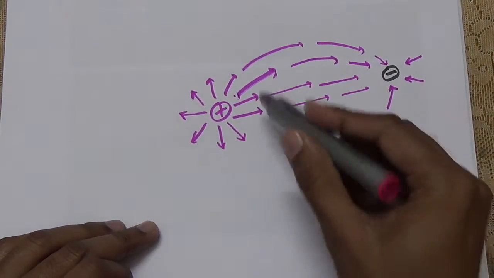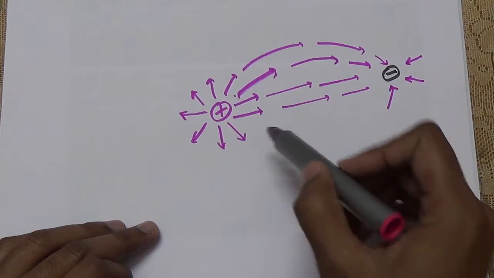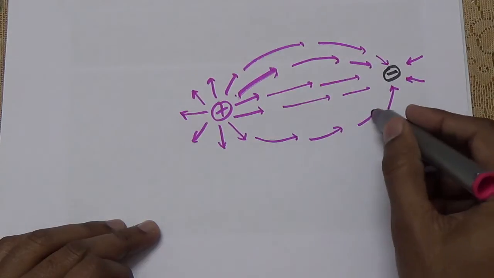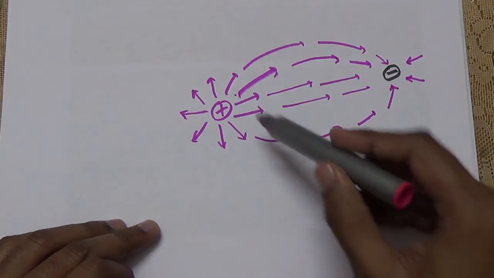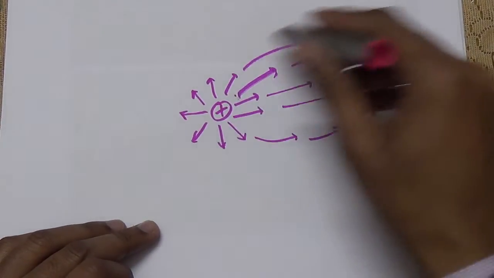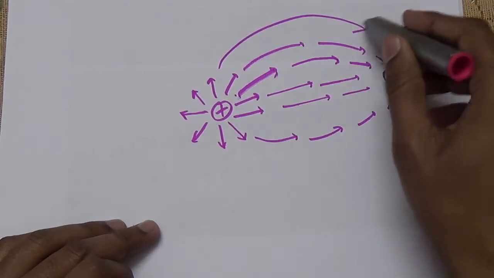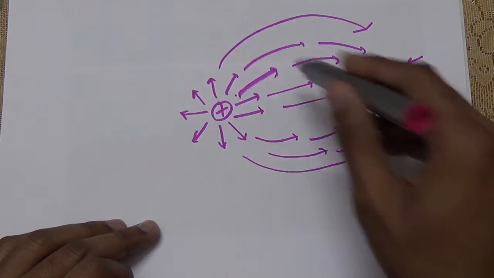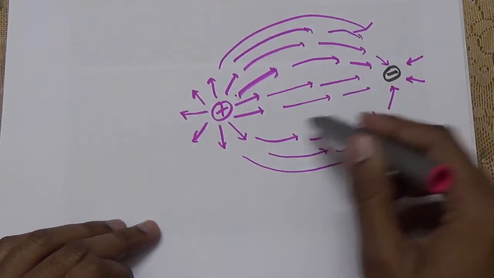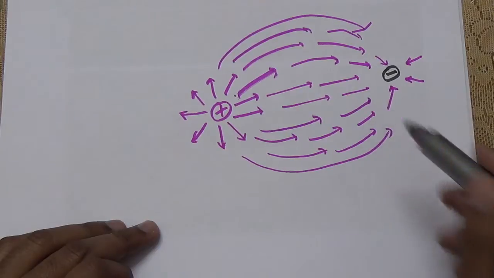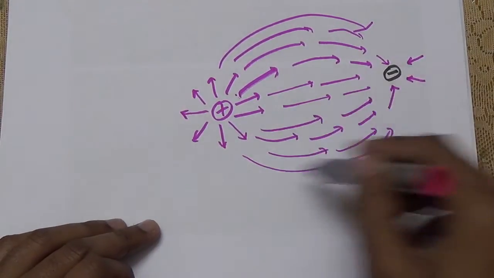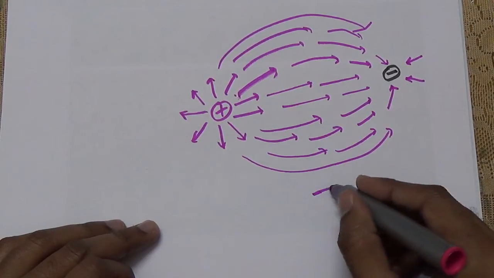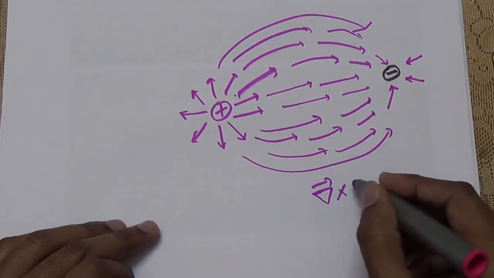So now how to measure this curl? Curvature is not a right word, but how to measure this curl? This is basically curl. These are the electric field lines, and these are similar to a curl like this one. So how to measure this? For that purpose we use the curl operator.